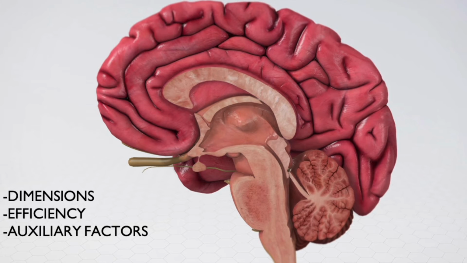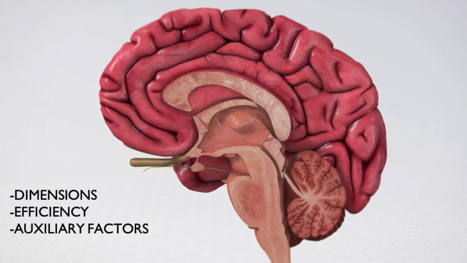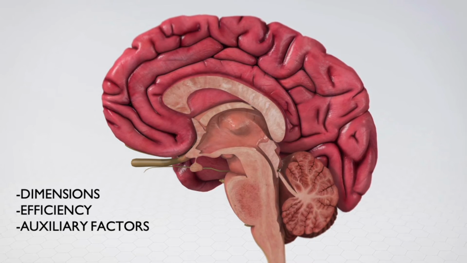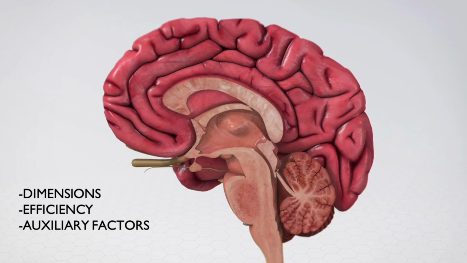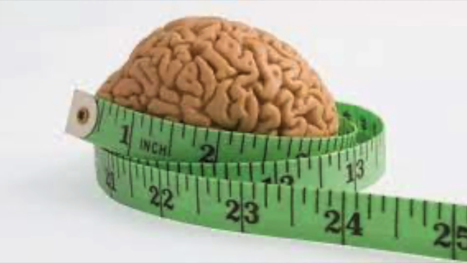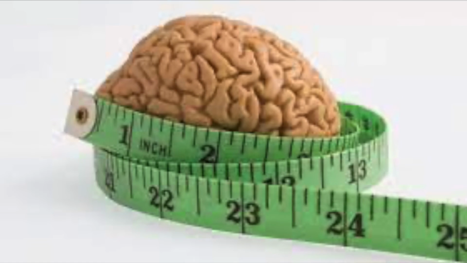Firstly, the factors in the brain that influence human intelligence can be split into three main categories, including dimensions of certain brain tissues, efficiency of neural pathways, and other processes such as blood flow and chemical activity in the brain. Overall brain volume has been used in comparative neuroscience to find a positive correlation between brain size and intelligence.